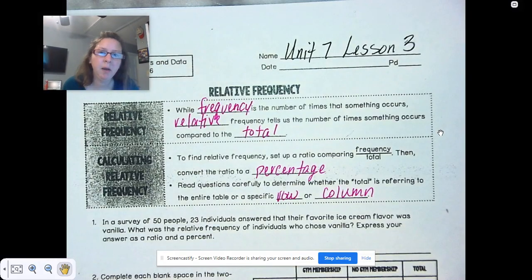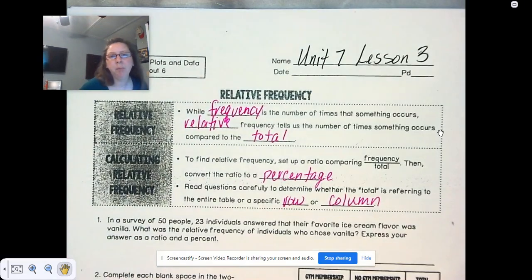Hello. Today we are going to do Unit 7, Lesson 3, which is going to be a transition from frequency to relative frequency. All right. So in our previous lesson, we learned that frequency is the number of times that something occurs. Today we're going to practice relative frequency, which tells us the number of times something occurs compared to the total.